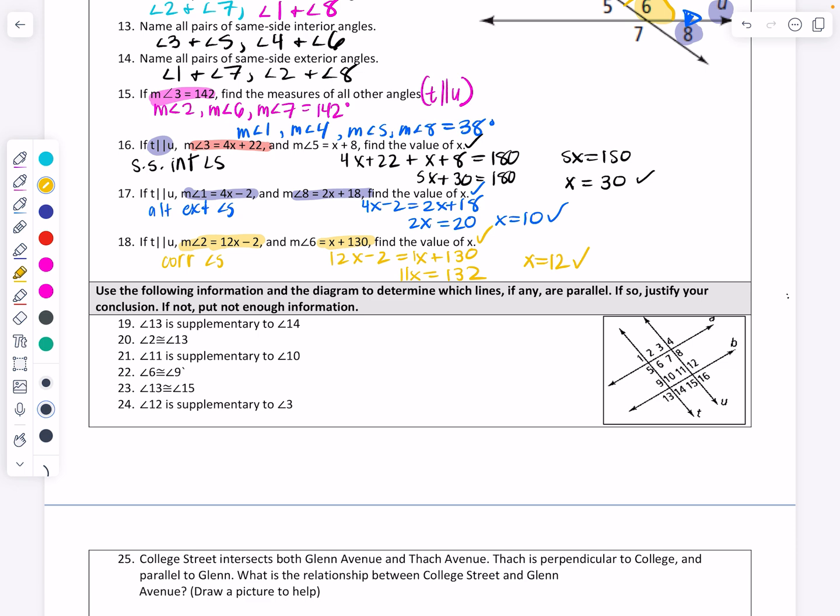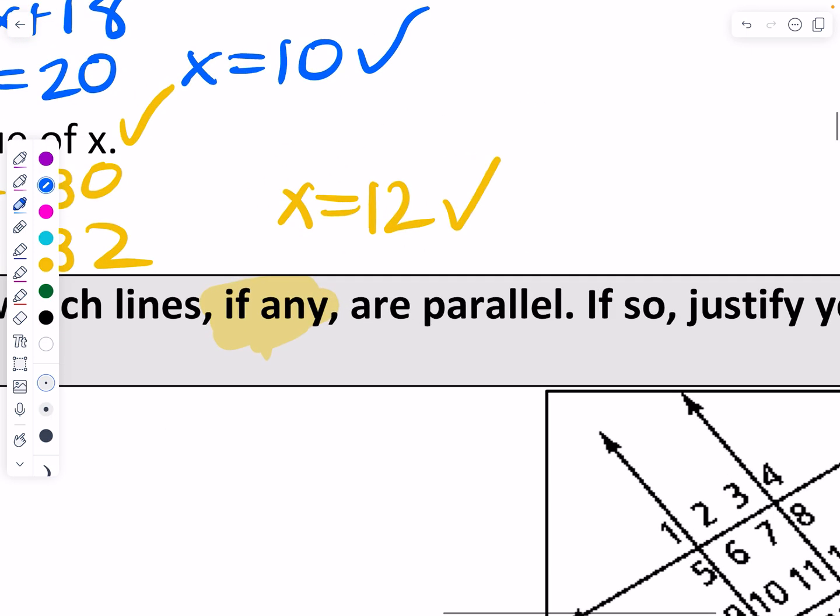Use the following information and the diagram to determine which lines, if any, are parallel. If so, justify your conclusion. If not, put not enough information. So in my class, we said anytime you are proving lines parallel, we say boom, parallel. Anytime you're doing that, you need a converse theorem.